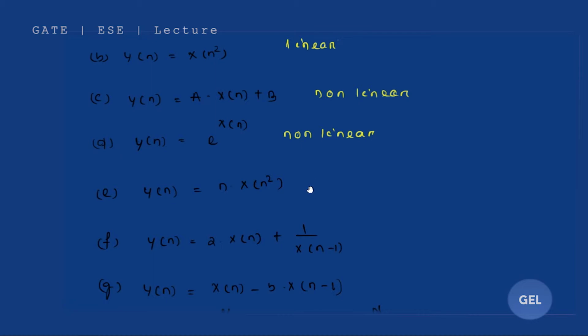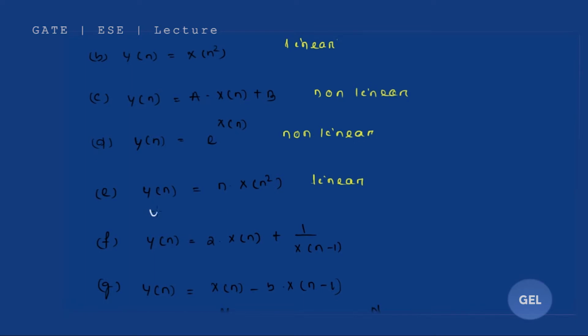For n into x of n square, what will be the value? It's a very interesting question. I want you to answer it. For x of n into x of n square, whether it is linear or non-linear? Tell me. This will be linear. This will come out to be linear. But I'm giving one other example.